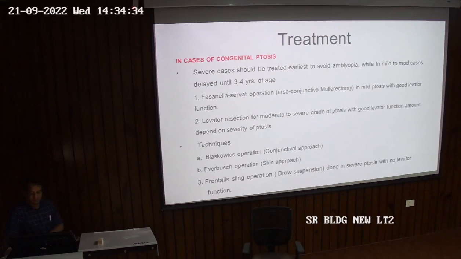And the third type of surgery is the frontalis sling operation, brow suspension, done in cases of severe ptosis with no levator function. If there is poor levator function, then what is the role of levator resection? In that case, we have to do the frontalis sling operation.